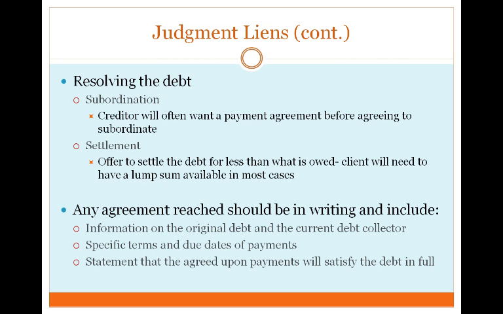If it's a valid judgment and your client recognizes the debt, they recognize that they were served, you can move towards trying to resolve it. One option, again, is seeing if they will subordinate. I have really never talked to a creditor, a debt collector that's handling the judgment, that didn't want a payment agreement before agreeing to subordinate.